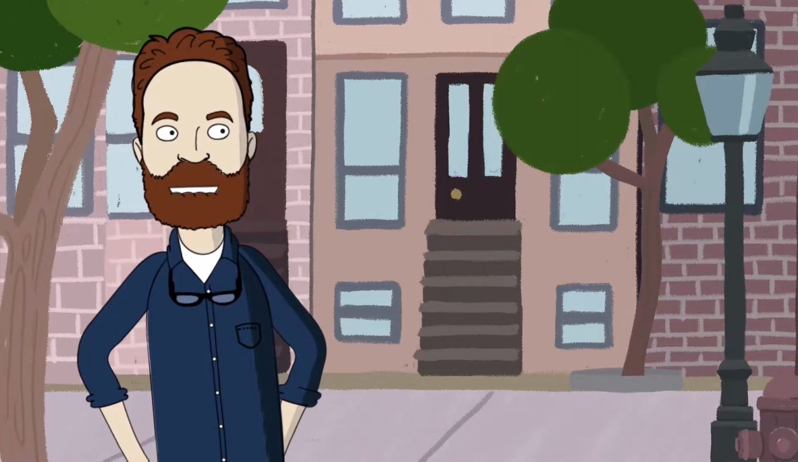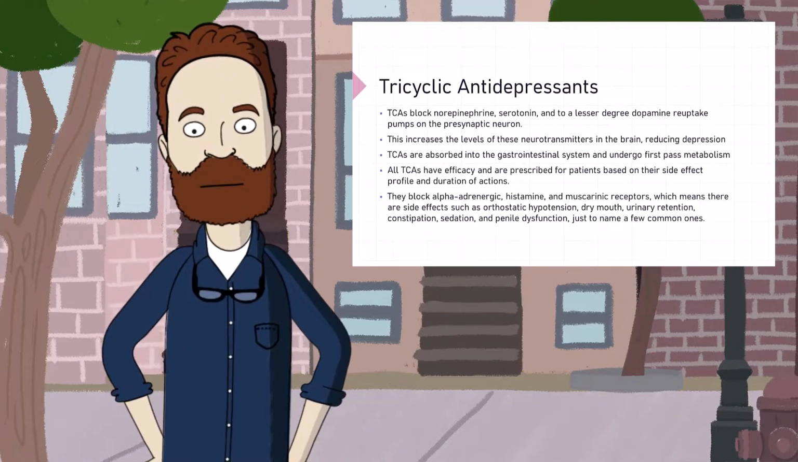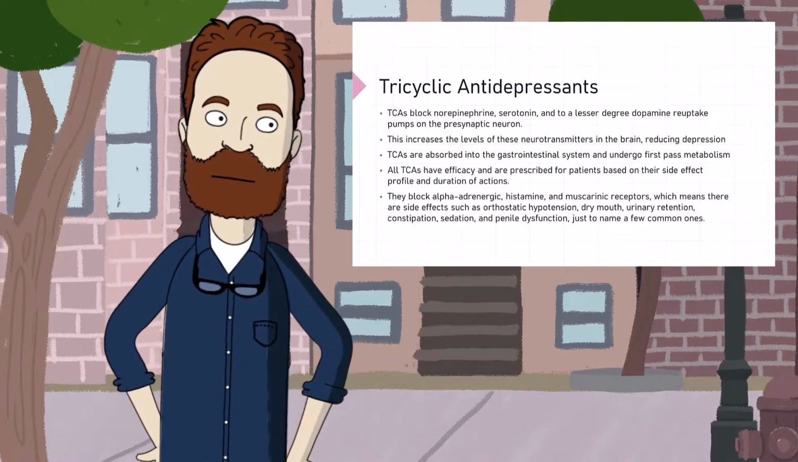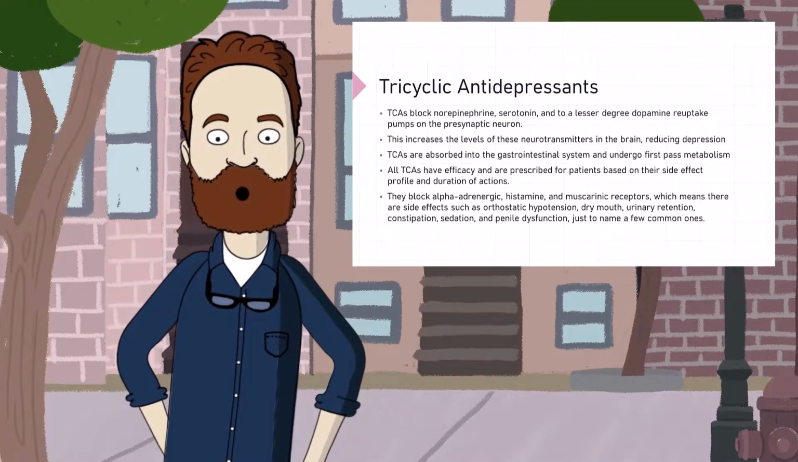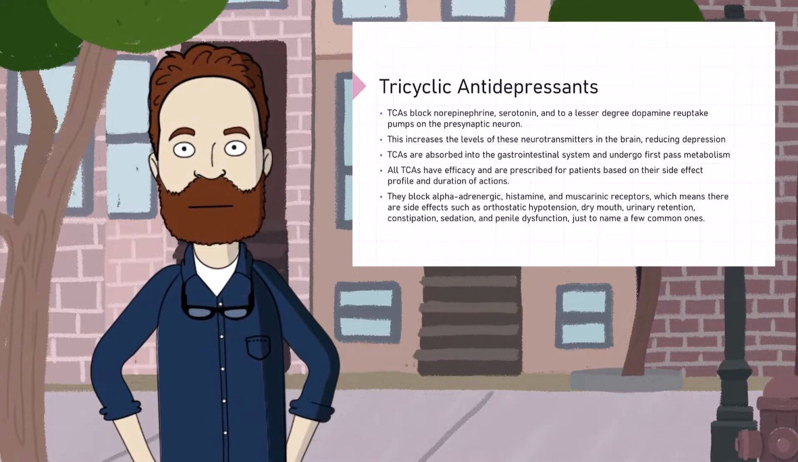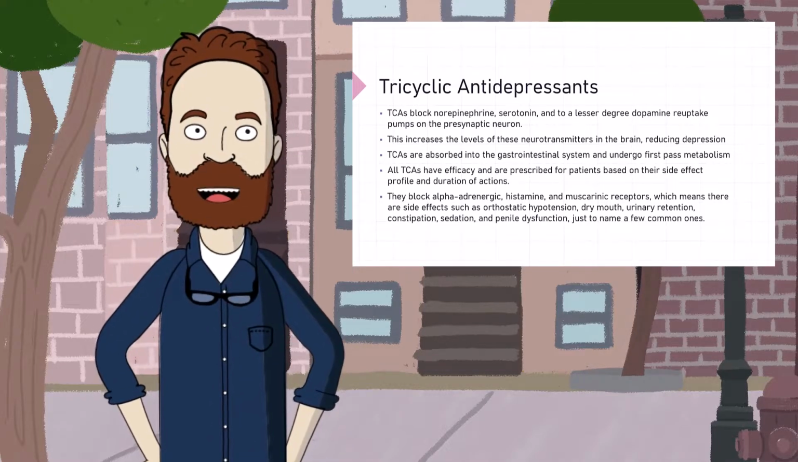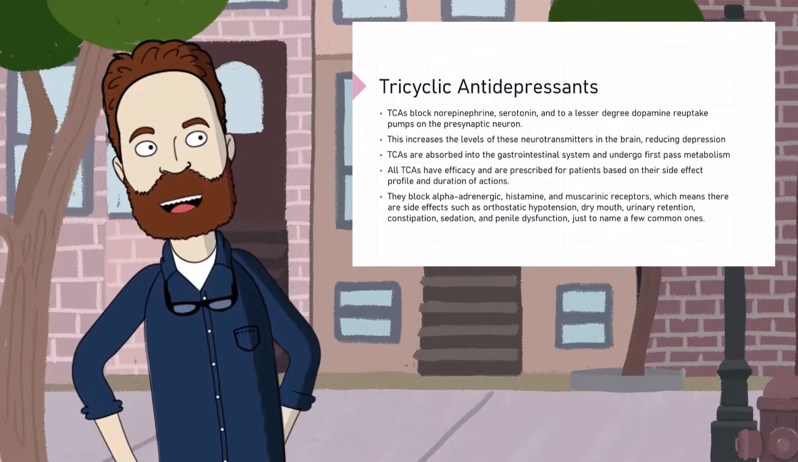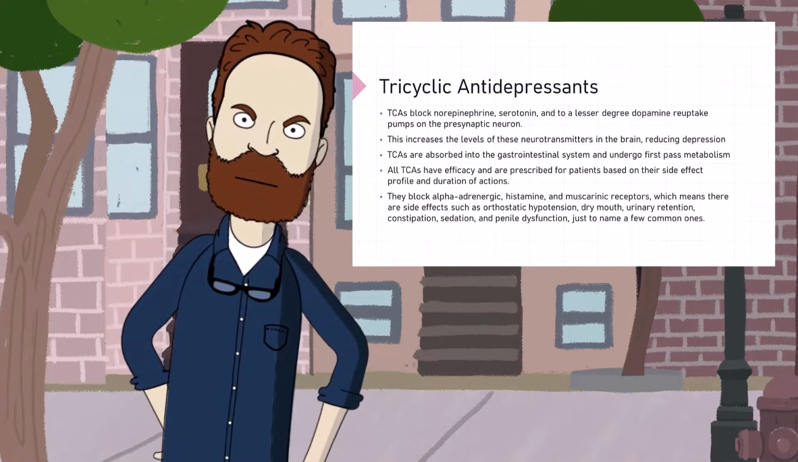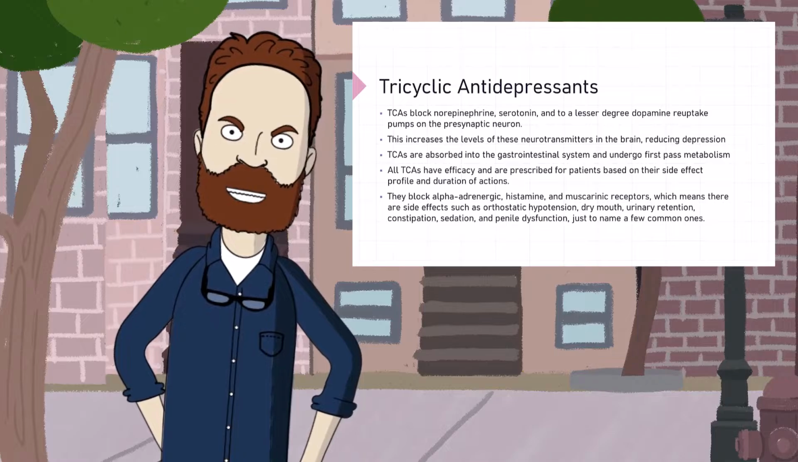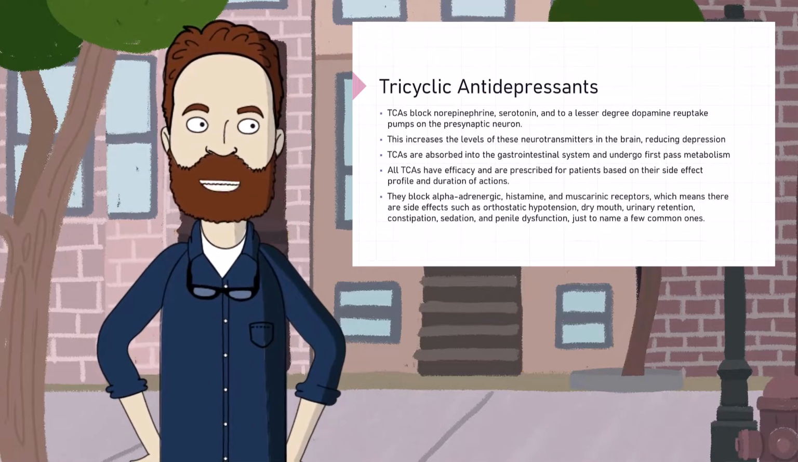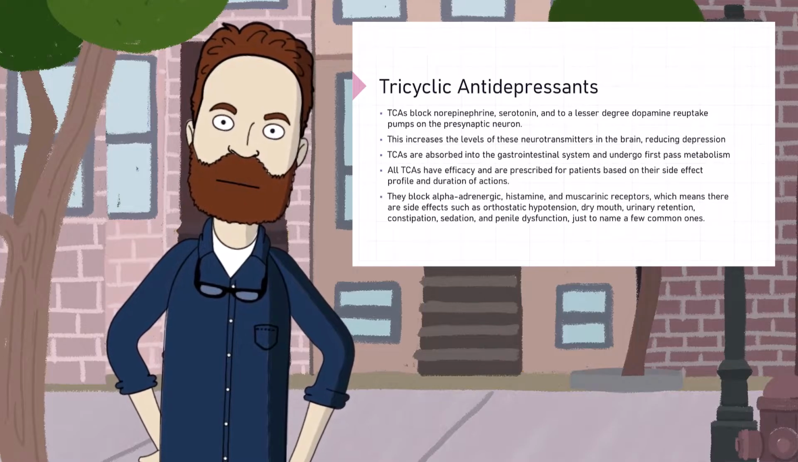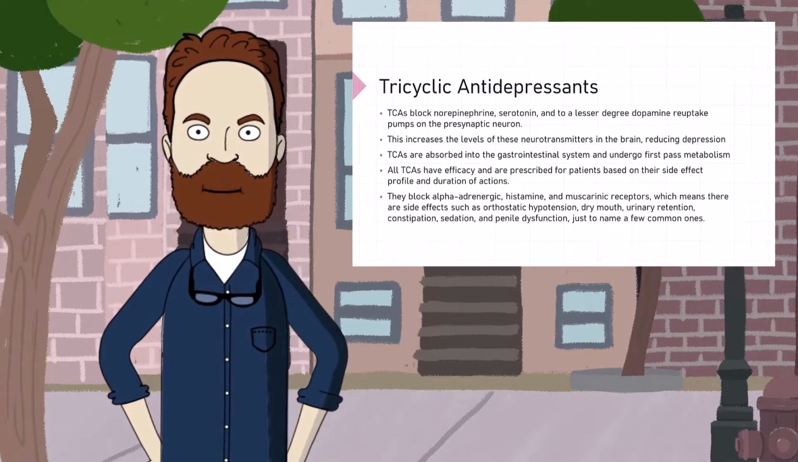Now, I want to briefly mention tricyclic antidepressants, also known as TCAs. TCAs block the reuptake of norepinephrine, serotonin, and to a lesser degree, dopamine on the presynaptic neuron. By doing this, it increases the level of neurotransmitters in the brain. So when we increase neurotransmitters in the brain, we actually reduce depression.